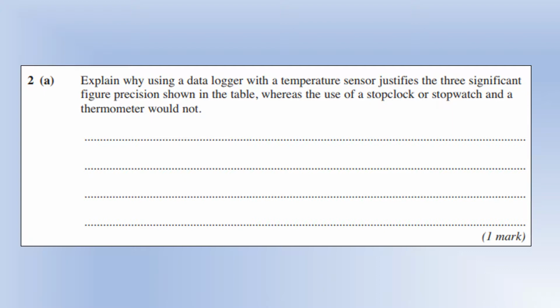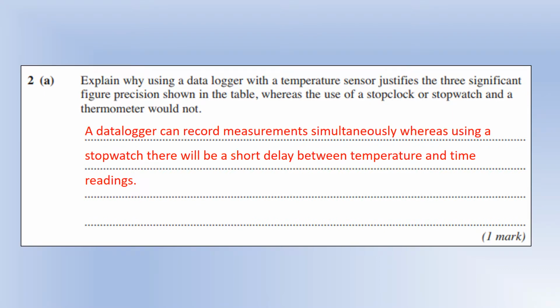Okay, so first of all, explain why a data logger with a temperature sensor justifies 3 sig fig precision, whereas a stop clock and a thermometer would not. The key here is that a data logger can take measurements simultaneously. So for every time, it will take a reading of temperature straight away. Whereas if you're using a thermometer and stop clock, you've got to look at one and then look at the other. There's always going to be a delay, so you can't justify that level of precision.